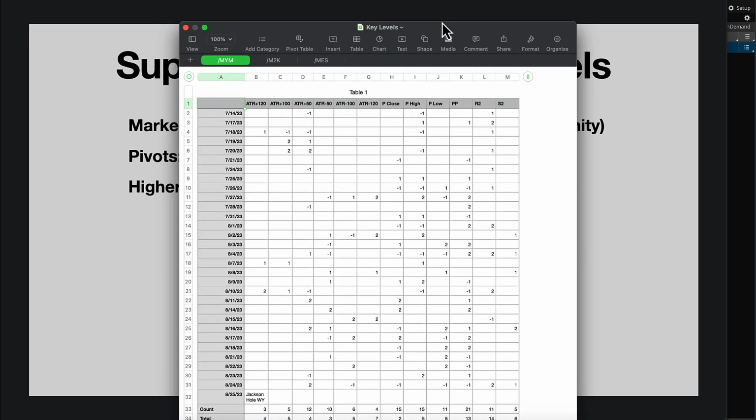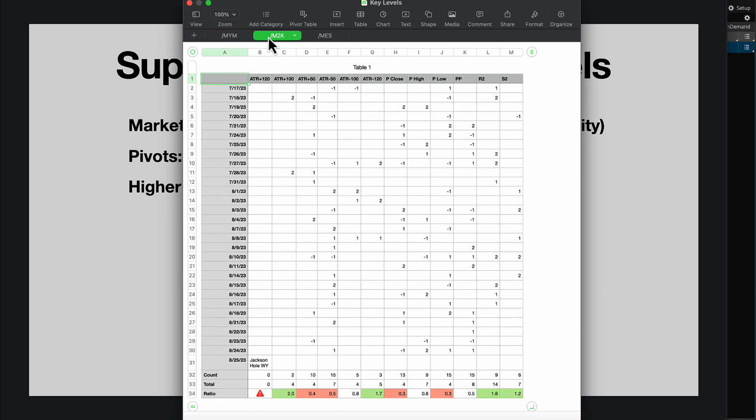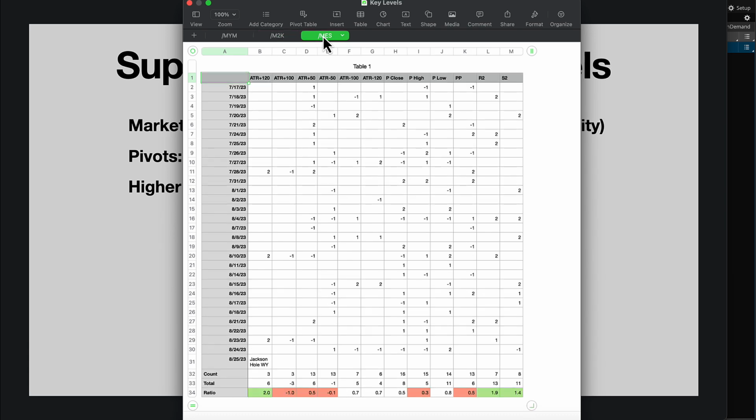I call this key levels, and you can see that I've got a spreadsheet here, and you've got the Dow Mini, you've got the Russell 2000 Mini, you've got the S&P Mini. Actually, these are the micro versions, not the mini versions. And you can see up here these various levels, okay? And I started this with my own trading, right? This is something I did for my own trading.